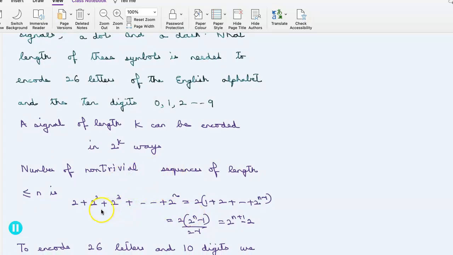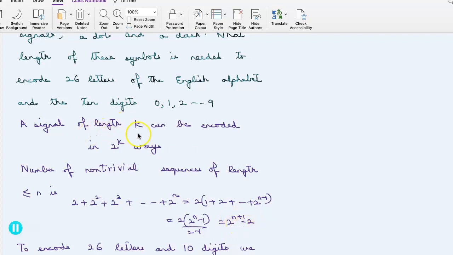So that will be, taking out the 2, you get 1 plus 2 plus ... plus 2 raised to n minus 1, which is a GP. So the first term is 1, common ratio is 2. So it is 2 into 2 raised to n minus 1 by 2 minus 1, which is 2 raised to n plus 1 minus 2.